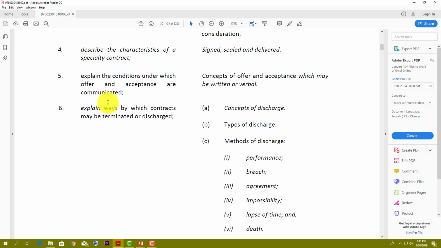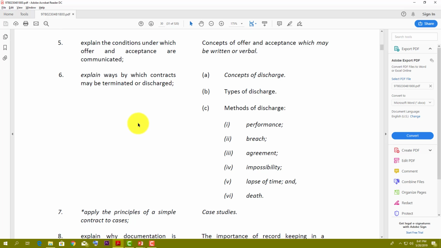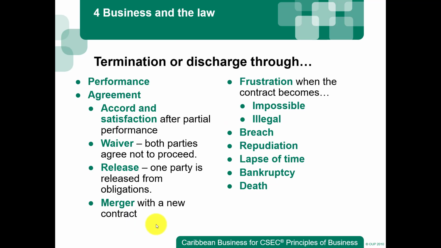Okay, good. So let's look at 6 now. Explain ways by which contracts may be terminated or discharged. Terminated or discharged. That means come to an end or complete. Ways a contract can be terminated or discharged.